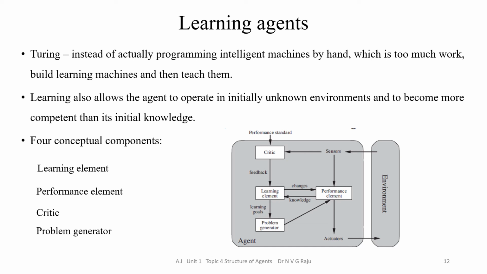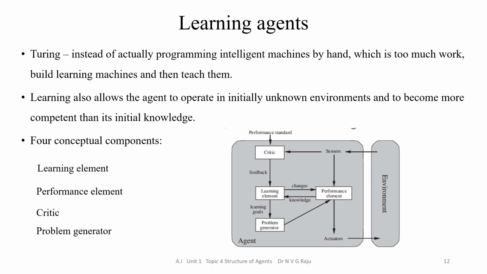There are four conceptual components of learning agents. The first one is the learning element. The learning element is responsible for making improvements; it uses feedback from the critic on how the agent is doing and determines how the performance element should be modified to do better in the future. The performance element is responsible for selecting external actions. It is what we have considered as an agent so far.